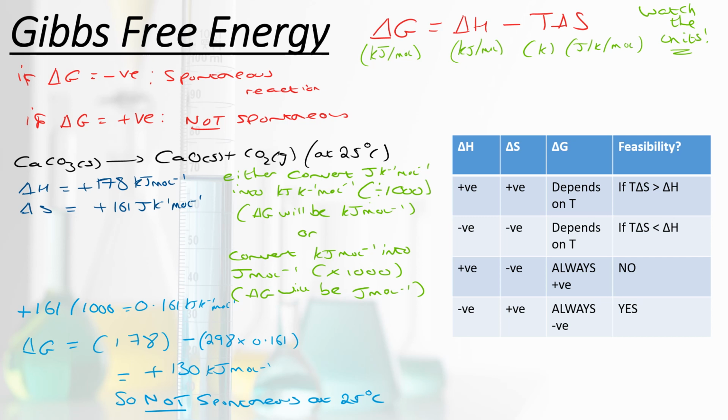And for the two other examples, where we have either both positive or both negative enthalpy and entropy changes, the key thing is it depends on the temperature. Because essentially, it depends whether our T delta S term is greater than delta H, or less than delta H, because that will determine eventually whether it's a positive or negative delta G.